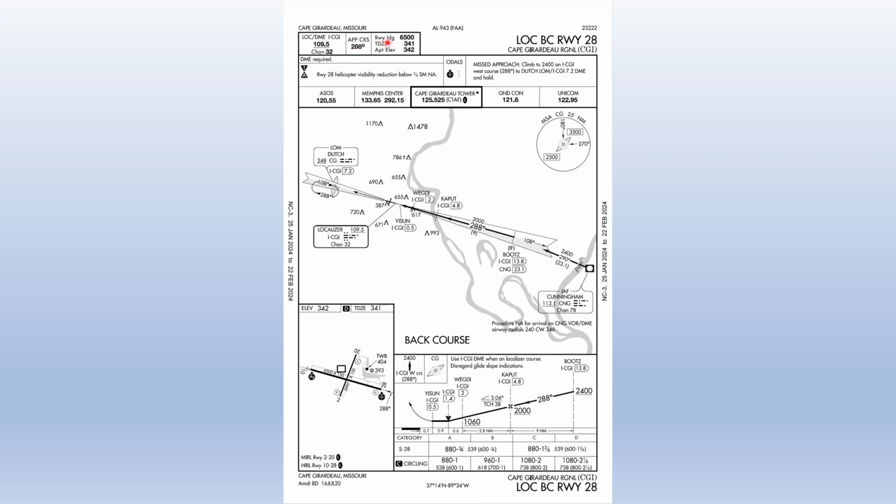It tells us that the runway landing length is 6,500 feet, the touchdown zone elevation is 341, and the airport elevation is 342 feet. Moving down to the notes, it does tell us that DME is required. We will have to do a little bit of a cheat with this in the Cessna 172 Classic. It will not display DME when we are receiving a localizer, so we'll have to put the ICGI into the GPS to be able to get distance indications from that. So that's how we'll get that.